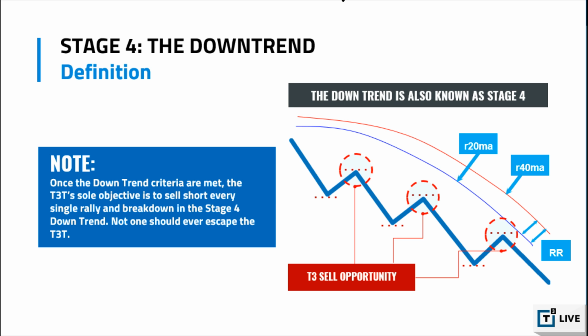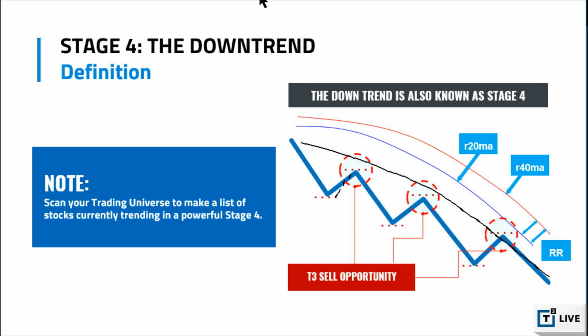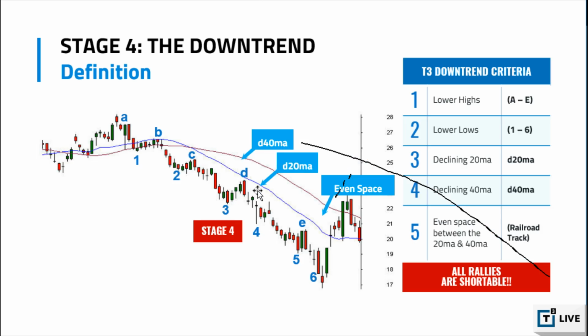Once the downtrend criteria is met, the T3T's sole objective is to sell short every single rally and breakdown, depending on what the stock is giving you. If it's giving you a sell setup, then do the sell setup. What's a sell setup? A sell setup is when you have 3 or more higher highs, in this case bars, or green bars, to at or near the declining 20. So let me just show you real quick. Those would be sell setups.